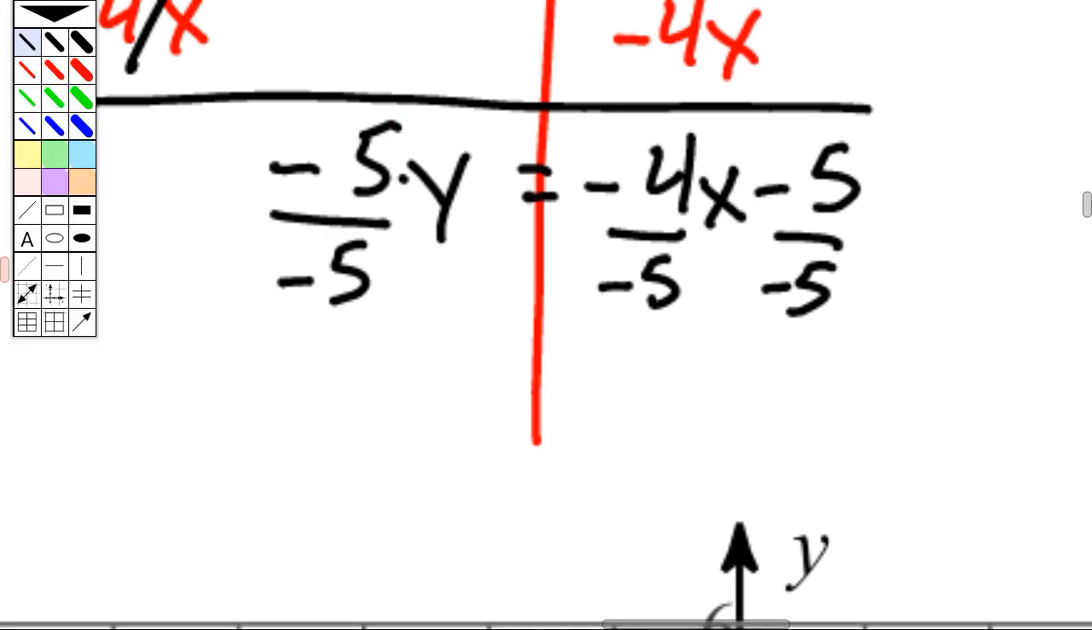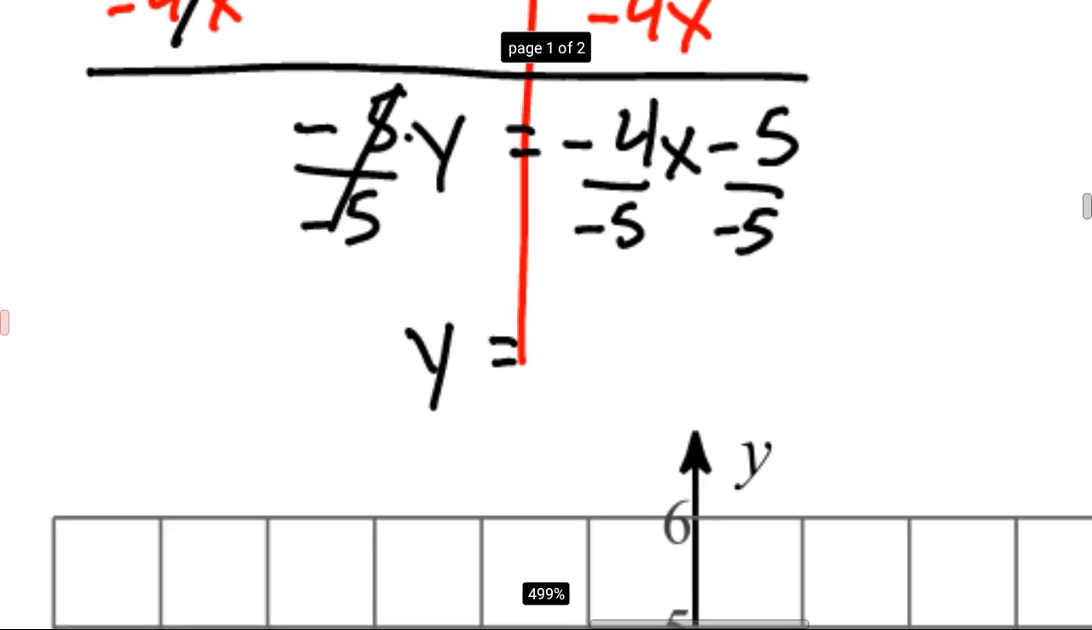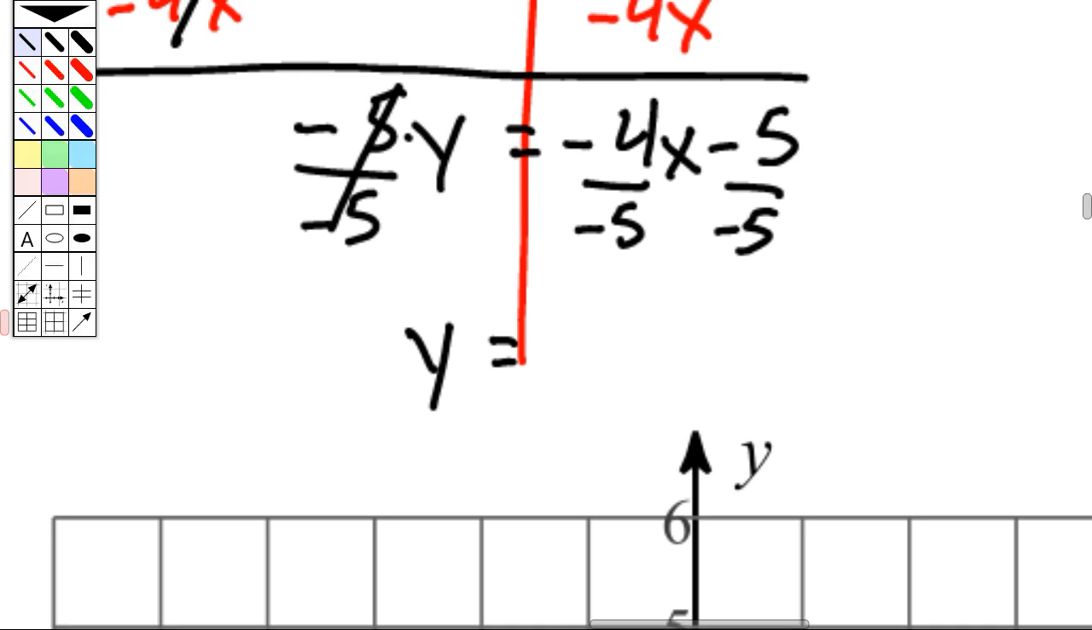Negative 5 divided by negative 5 is 1, so what I get is 1y. So that's the whole reason we did this. And let's simplify on the right side. What's a negative divided by negative? Well, they cancel out to make positive. Does 4 over 5 reduce? No, I got to leave it just as 4/5. X comes down. And what's a negative 5 divided by a negative 5? Any number divided by itself is always a positive 1.